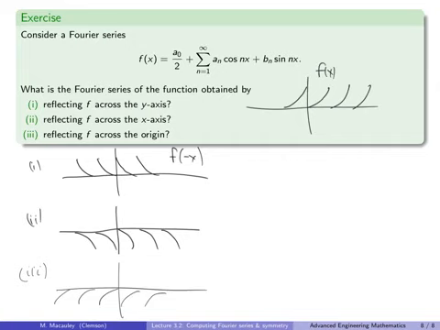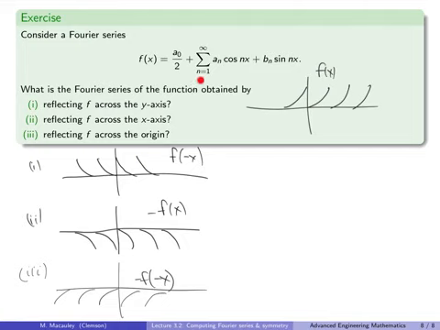What is the function that's reflected across the x-axis? Now be careful here. A middle schooler could tell you any function reflected across the x-axis is just the negative. This is negative f of x. And finally, the function reflected across the origin, this is negative f of negative x. So the function is odd if this function is equal to that. This one clearly is not. So now, what's the Fourier series of these new functions?